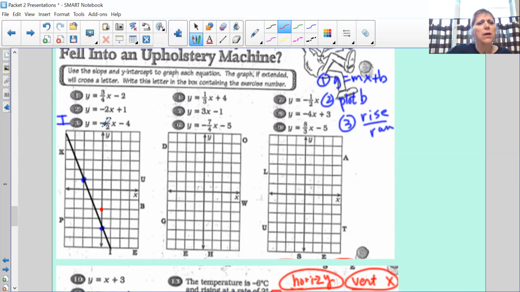3/4. So I'm going to go, if it's 5, we'll catch it if we hit the wrong letter. Okay, 1, 2, 3, rise 3, run 4. 1, 2, 3, 4. Okay, also, this is also -3 over -4. So I could also go backwards. I'm going to go down 3, 1, 2, 3, and backwards 4. 1, 2, 3, 4. And you notice all 3 are in a line, straight line.